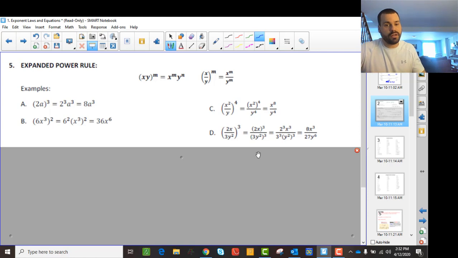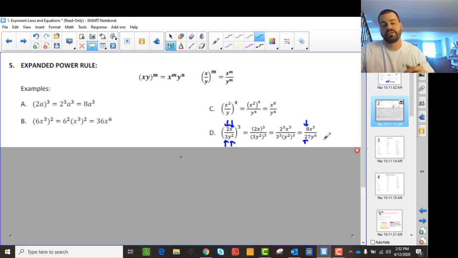Here you've actually got 3 different terms. Well, actually you got 4. You've got 2, you've got x, you've got the 3, and then you've got the y squared, and each one of them has to be cubed. So the 2 gets cubed and gives you 8, the x gets cubed and gives you x cubed, the 3 gets cubed and gives you 27, and then y squared cubed is 2 times 3, which is y to the 6.